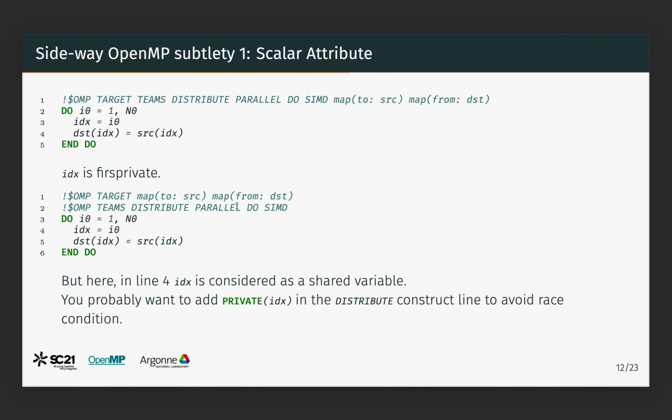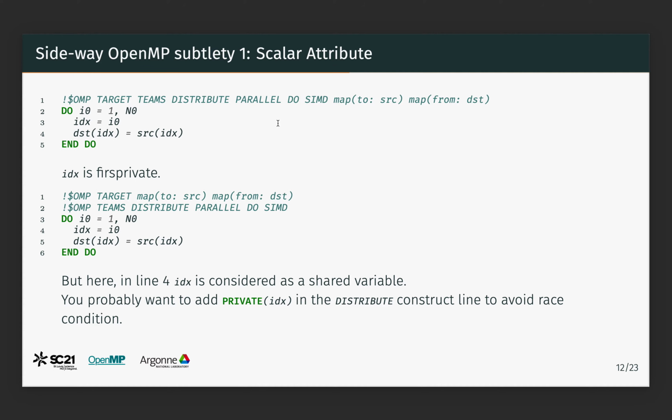So maybe a little subtlety in this example is that I put private. And I'm pretty sure certain people in front of their screen were saying you don't need to put private, because by default it will be firstprivate. And it is correct. In this case, in OpenMP target team distribute parallel do SIMD, it will be firstprivate by default if you read the specification.